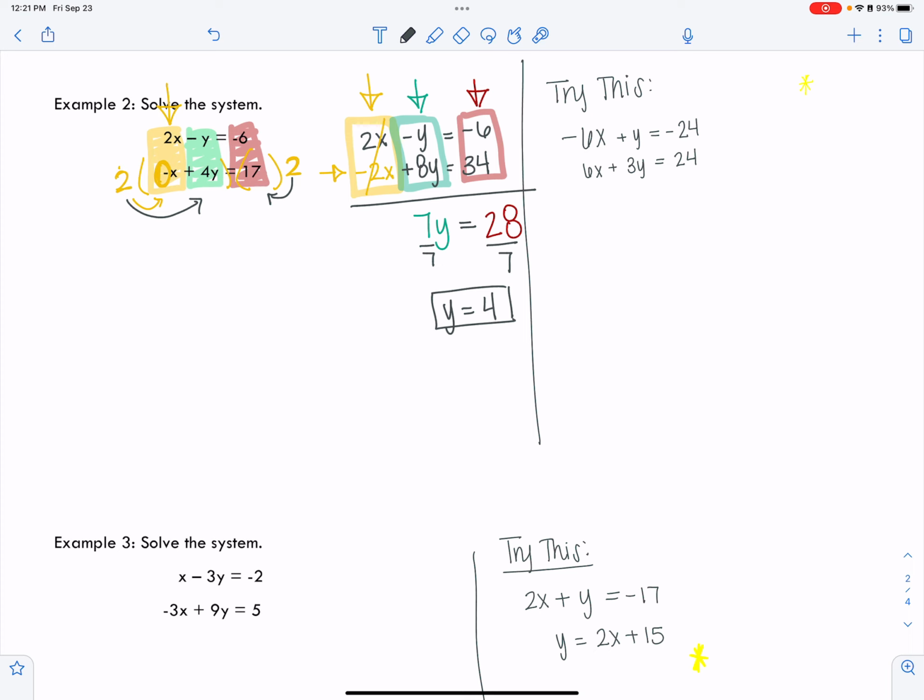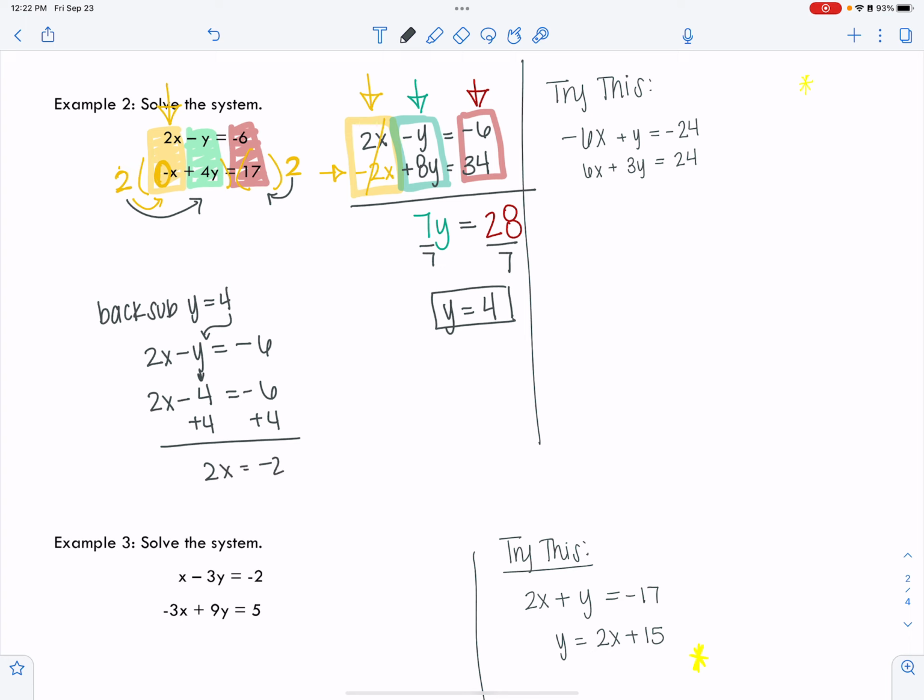Not quite done. I have to find x. And so I'm going to back sub y equals 4 into either equation. I'm going to pick the top because it's got a little bit smaller numbers. But it doesn't matter. So I've got 2x minus y, but y is 4, equals -6. So I'm going to add 4 to both sides. And then divide by 2, and get x equals -1. So my solution, and there's one of them, one solution, is going to be the point -1, 4.